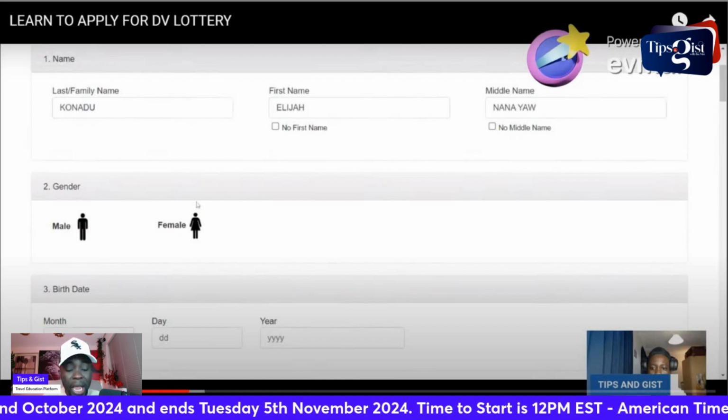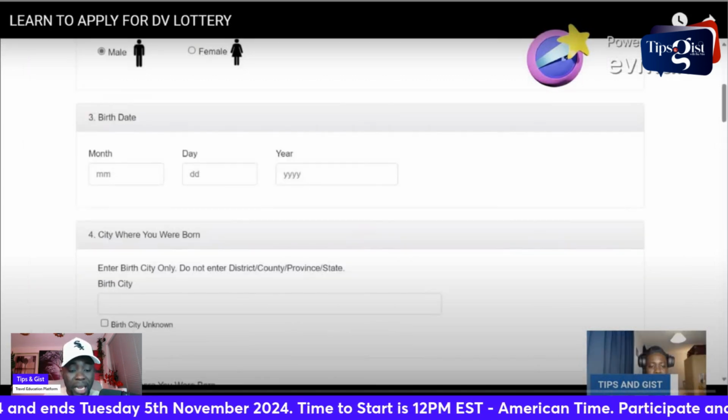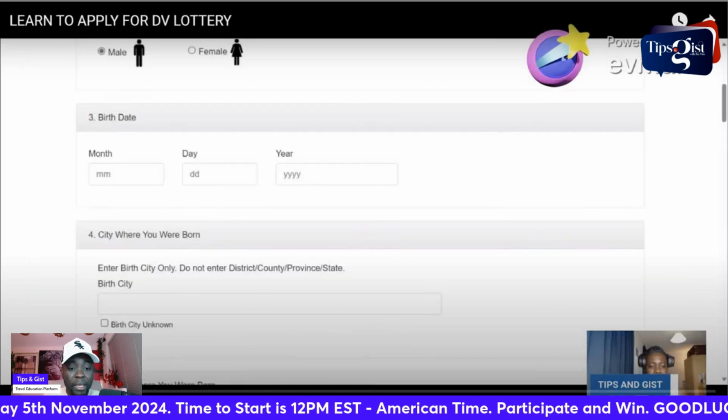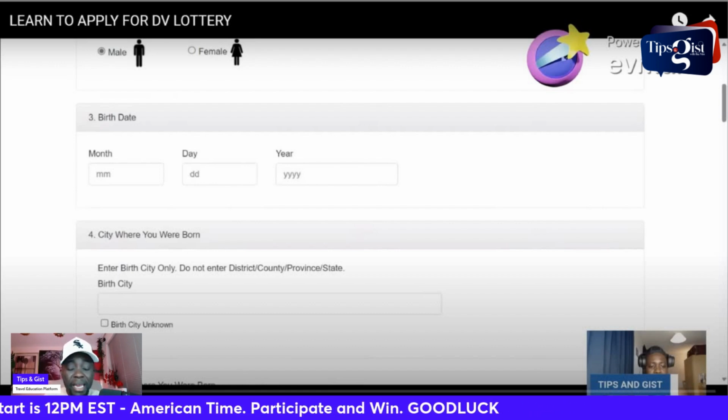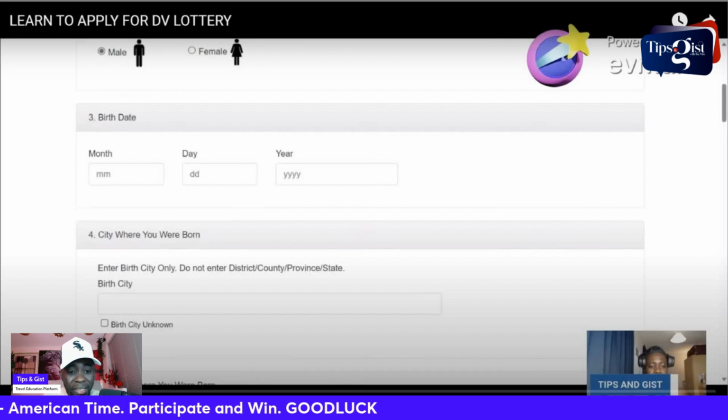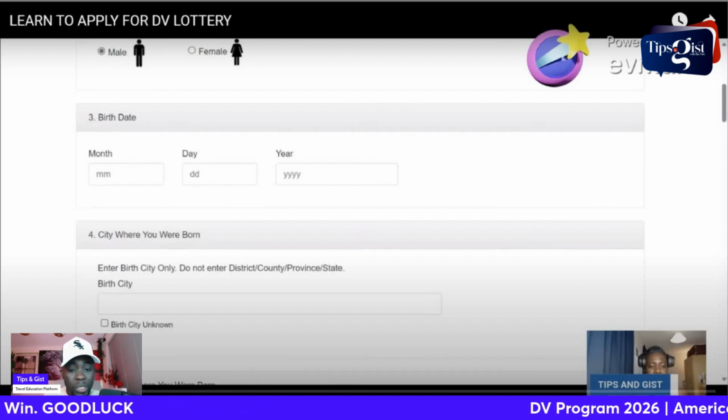So you're going to select, are you a male or a female? You just select. Then you move to date of birth. Now, with the date of birth, question number 3, we have the month, the day, and the year. Month is 2 digits or 2 figures. Day is 2 digits or 2 figures, and the year is 4 digits.